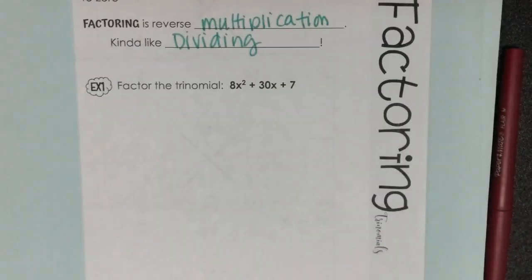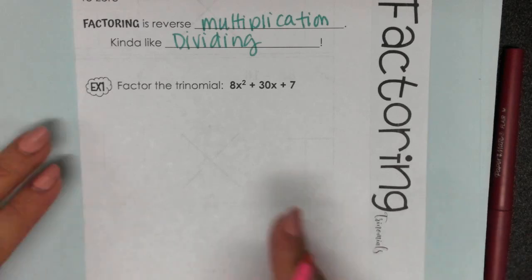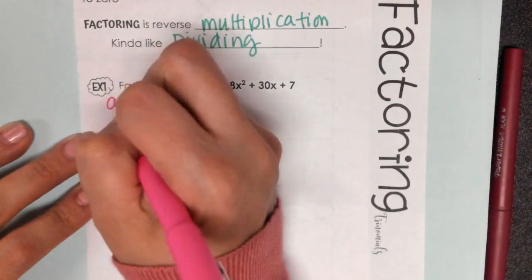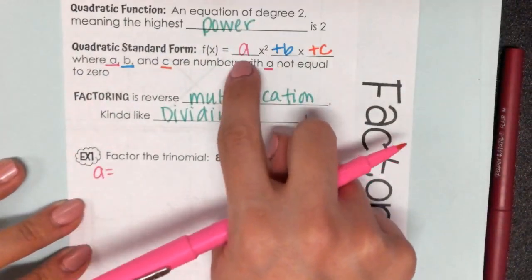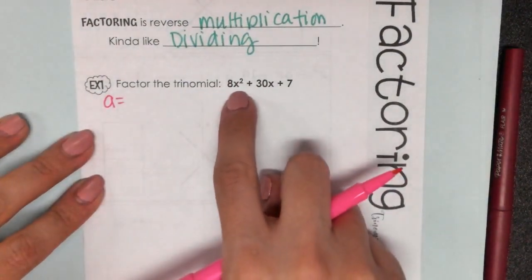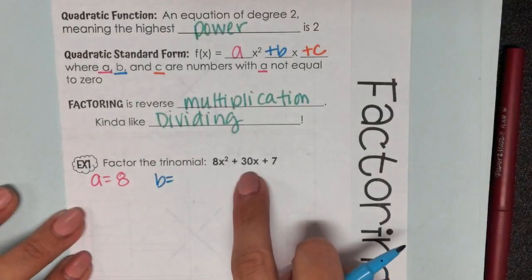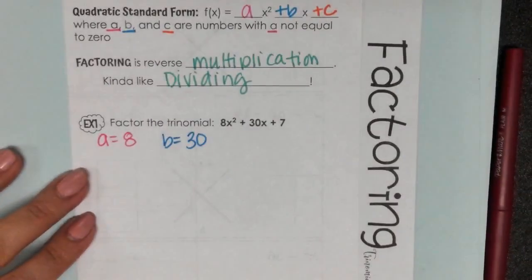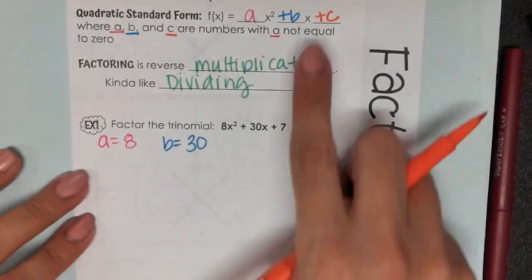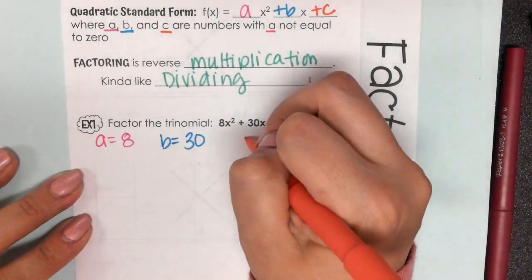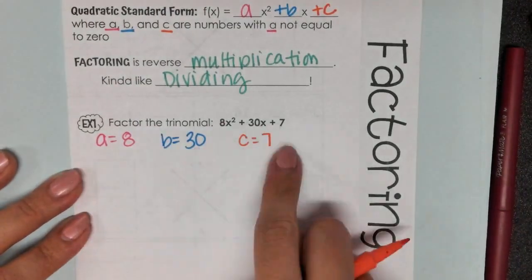All right, so my first example. Factor the trinomial 8x squared plus 30x plus 7. I'm going to begin by identifying my ABCs. So you got to know your ABCs before your 1, 2, 3s. My A in this case, ax squared. So my A is the number next to your x squared term. In other words, 8. My B is my number next to my x term. In this case, 30. And last, my C is just my constant, C for constant. So in this case, 7. So I know my ABCs.